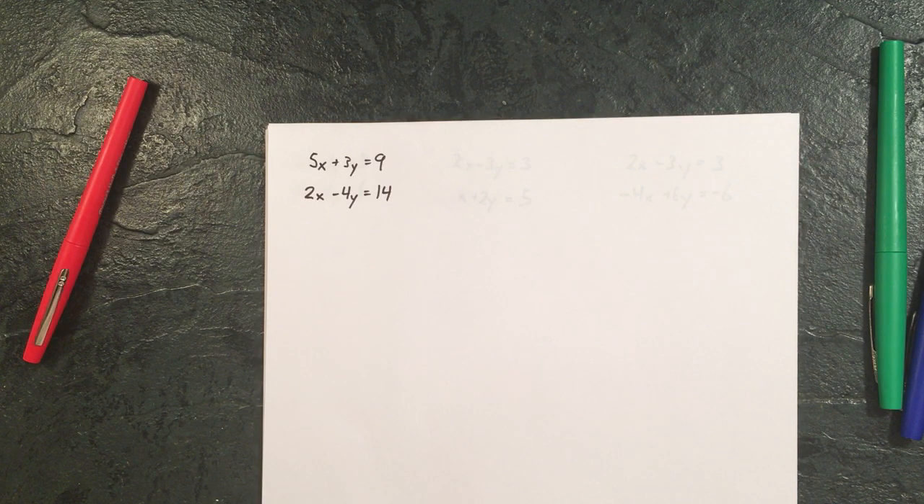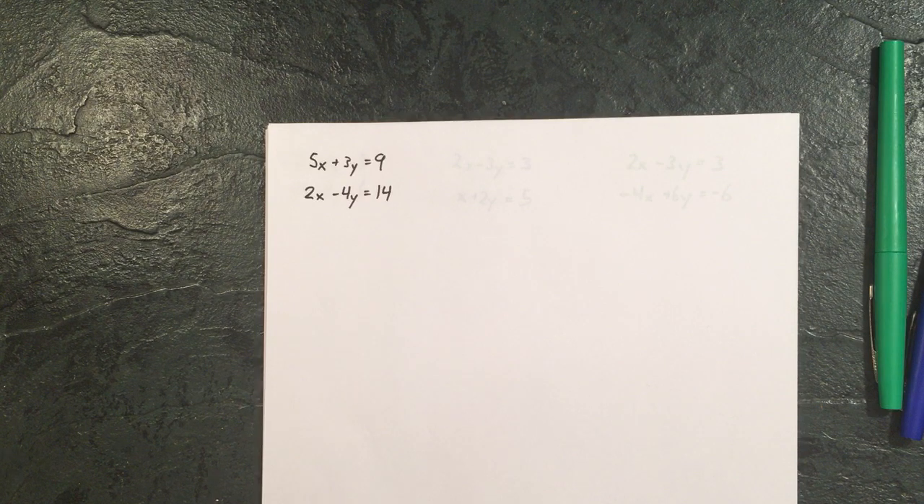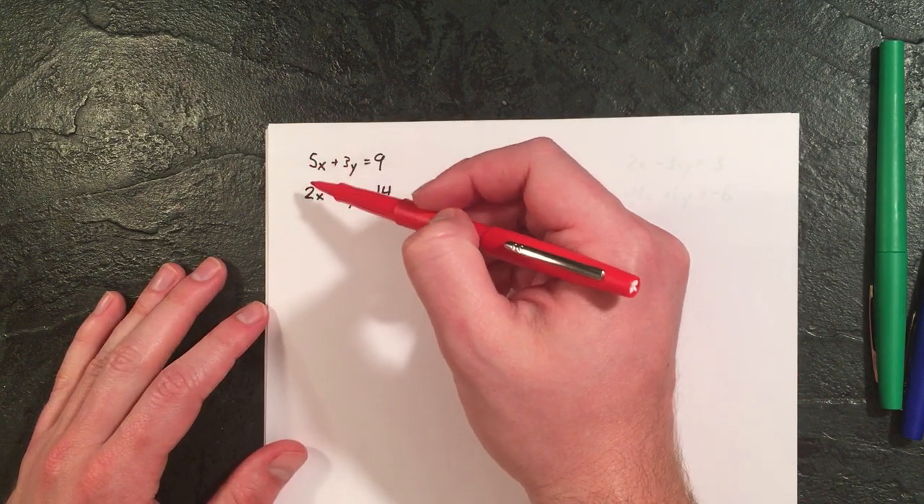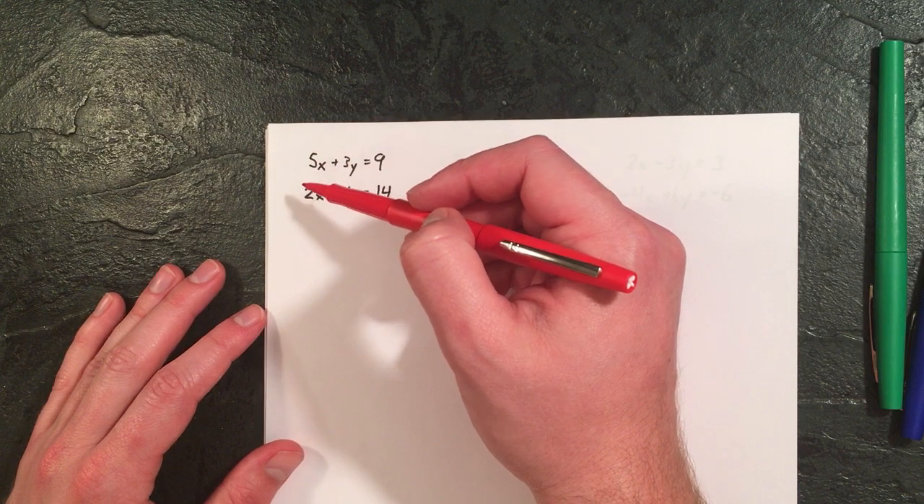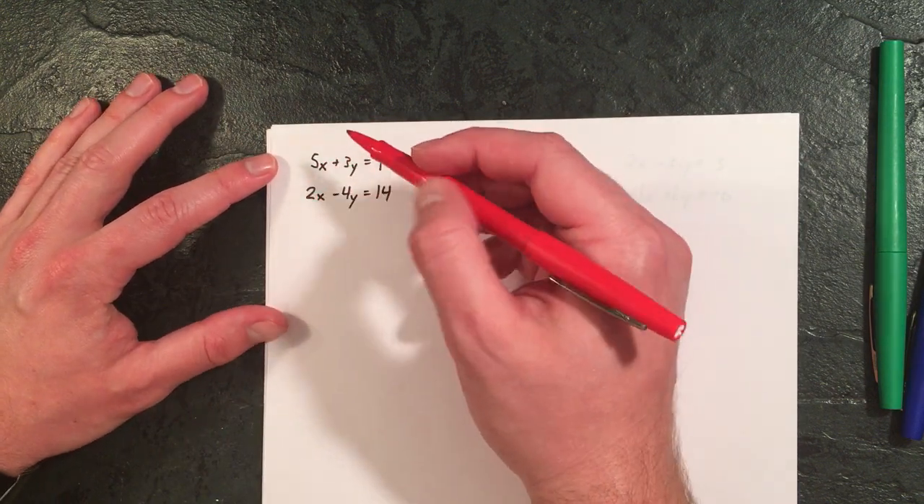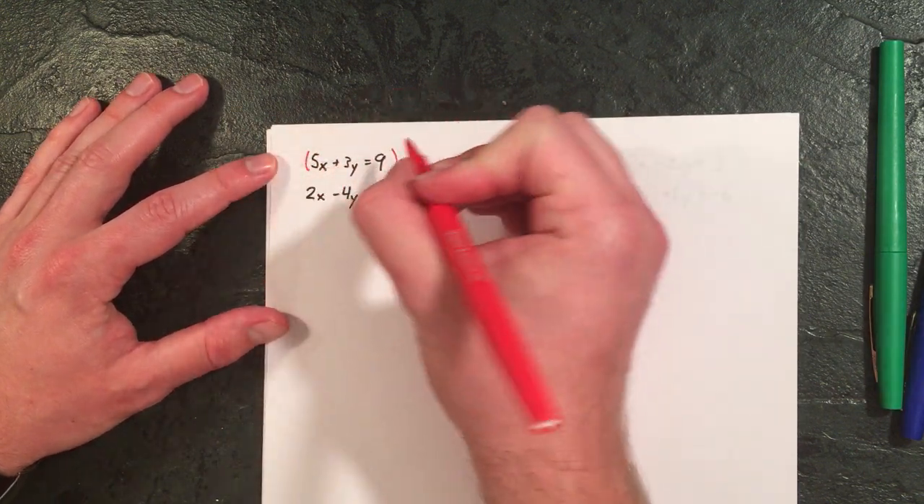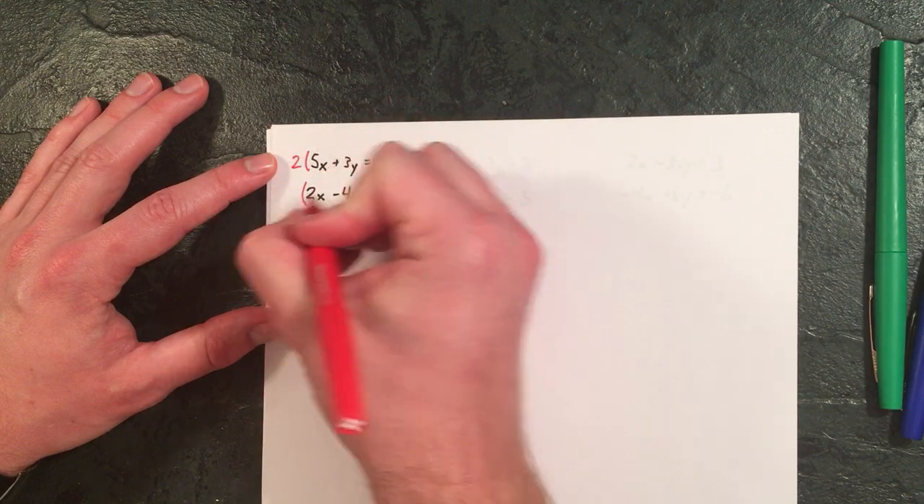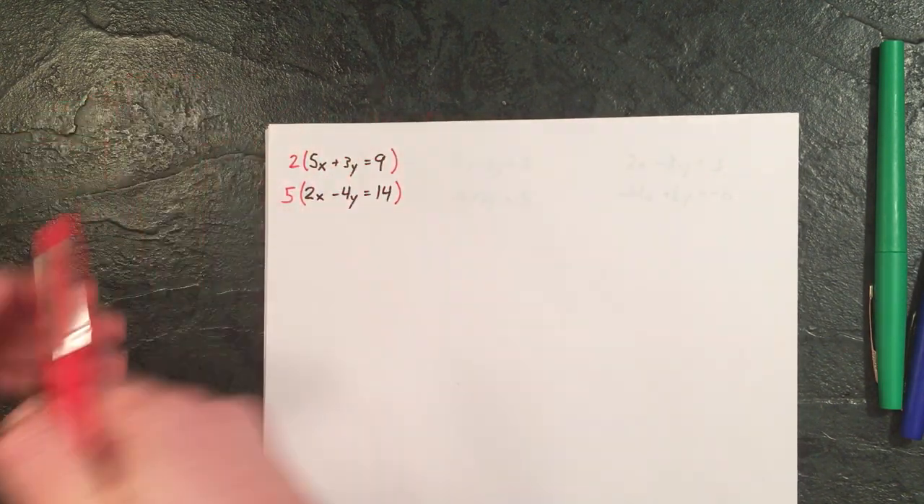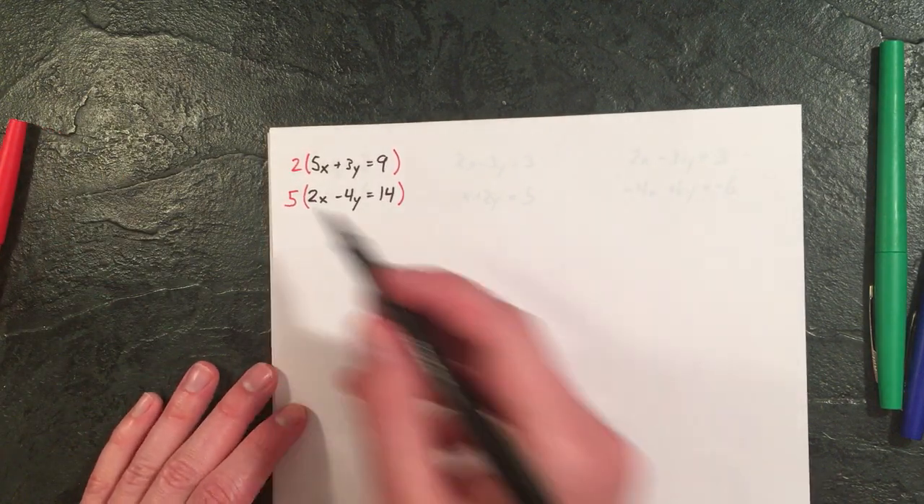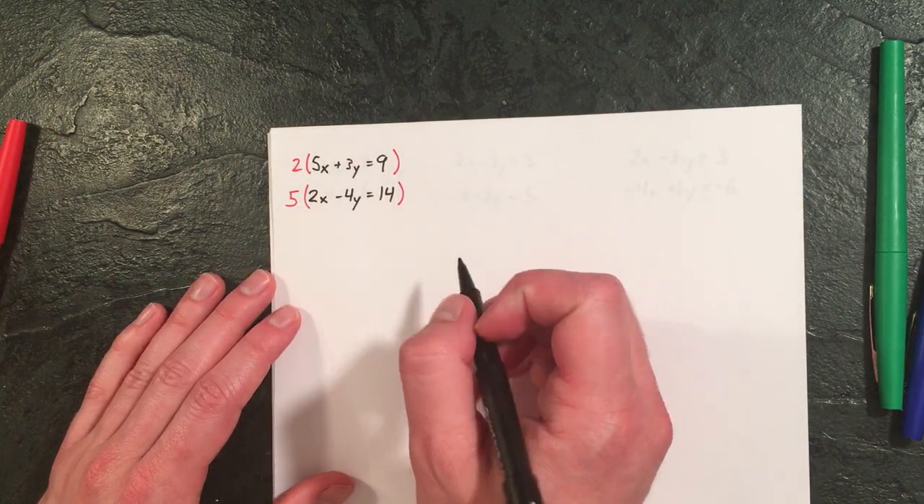Okay, at this point we have no nice terms that we can just add together, so we actually have to make either the x or the y terms the same. Doesn't really matter. I'll go with the x just because they're there first. I want to see what number 5 and 2 have in common, and 10 is the number we want to get to. So I can multiply that first one by 2, this next one by 5. I'm going to take that whole first equation and multiply it by 2.